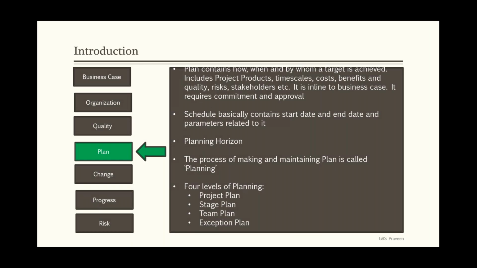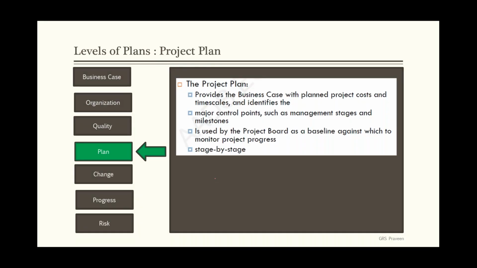Okay, so I told you what a plan is, what a schedule is, it contains start date, end date, parameters and all. I talked about project horizon. I told about the 4 levels of planning. So this I have already covered. What a project plan is I have told. And a very important thing which I wanted to tell you is, whenever we are talking about plan, a lot of people try to talk about schedule only, right?